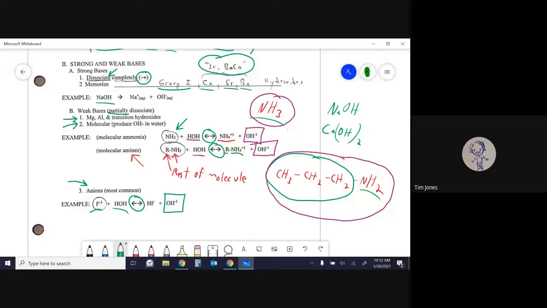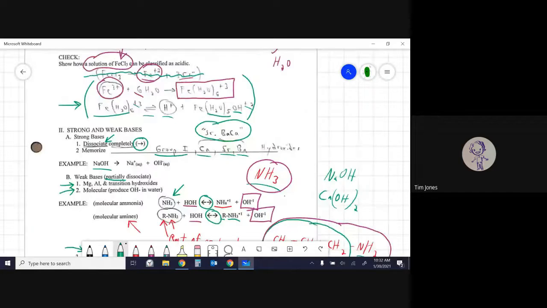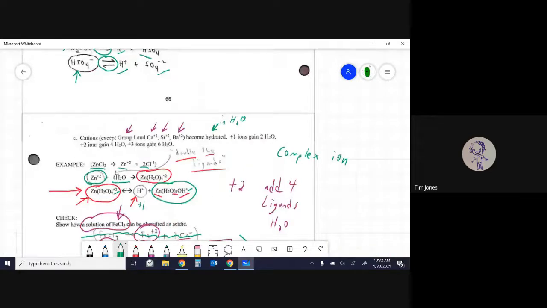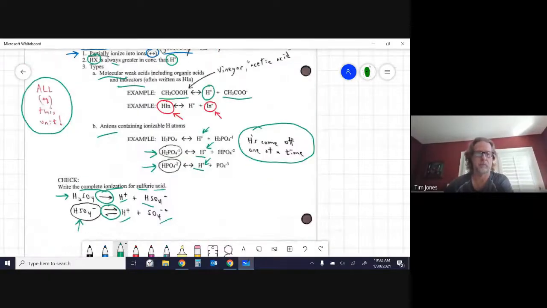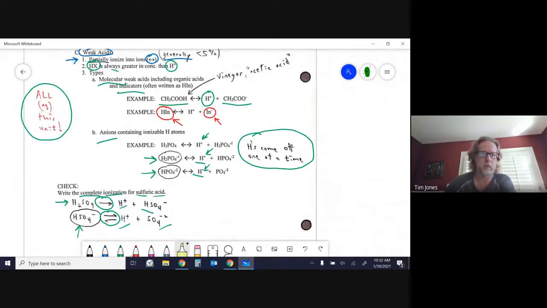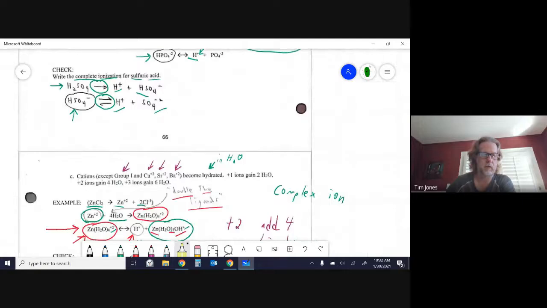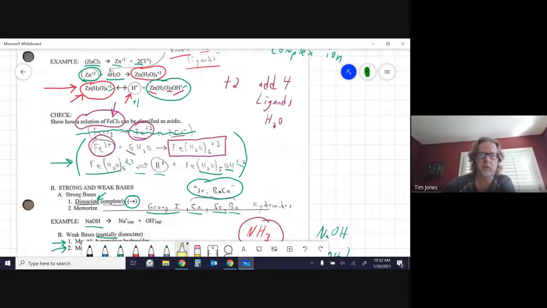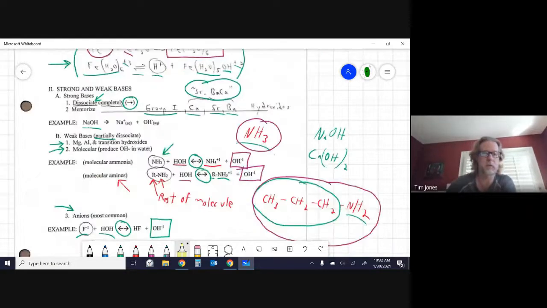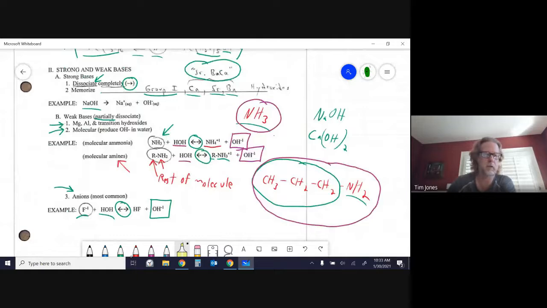So one thing that might help you is to notice that of the weak acids, there were 3 categories: molecular, anions, and cations. In the weak bases, likewise, there were 3 categories: molecular, anions, and then the other hydroxides. So that might help you with learning this. It's going to take you a few days to get used to all this stuff. This is a lot of information.